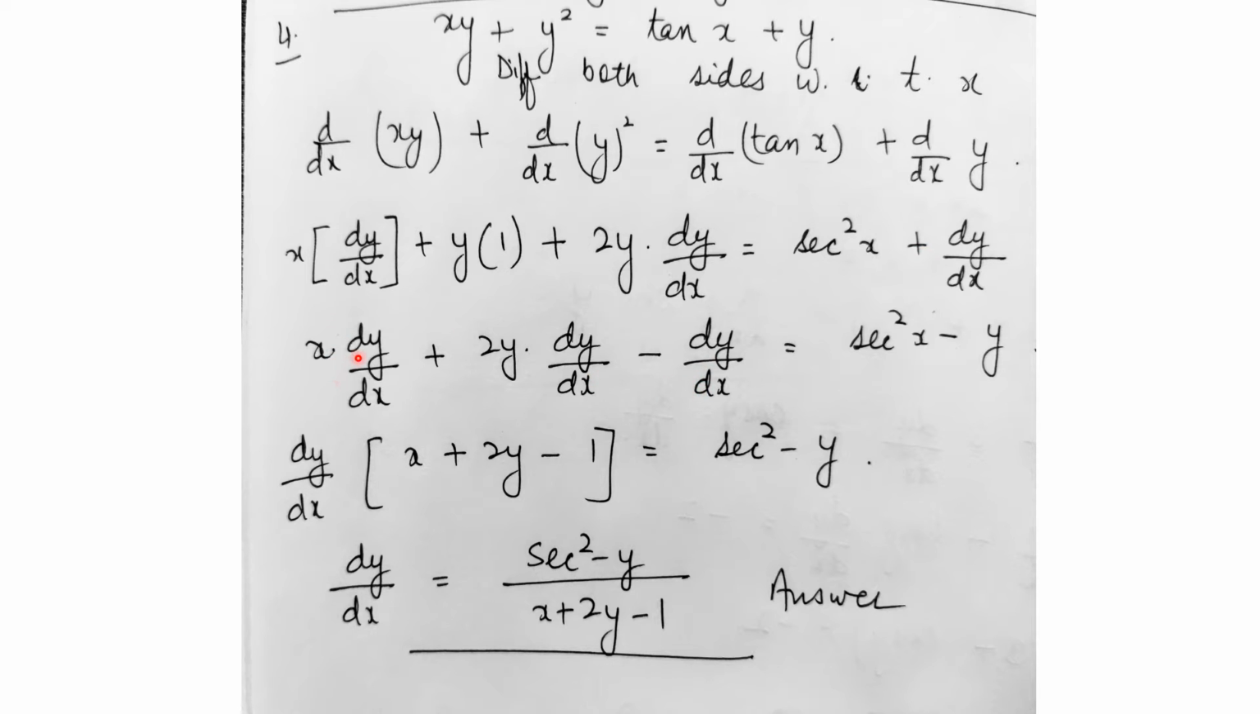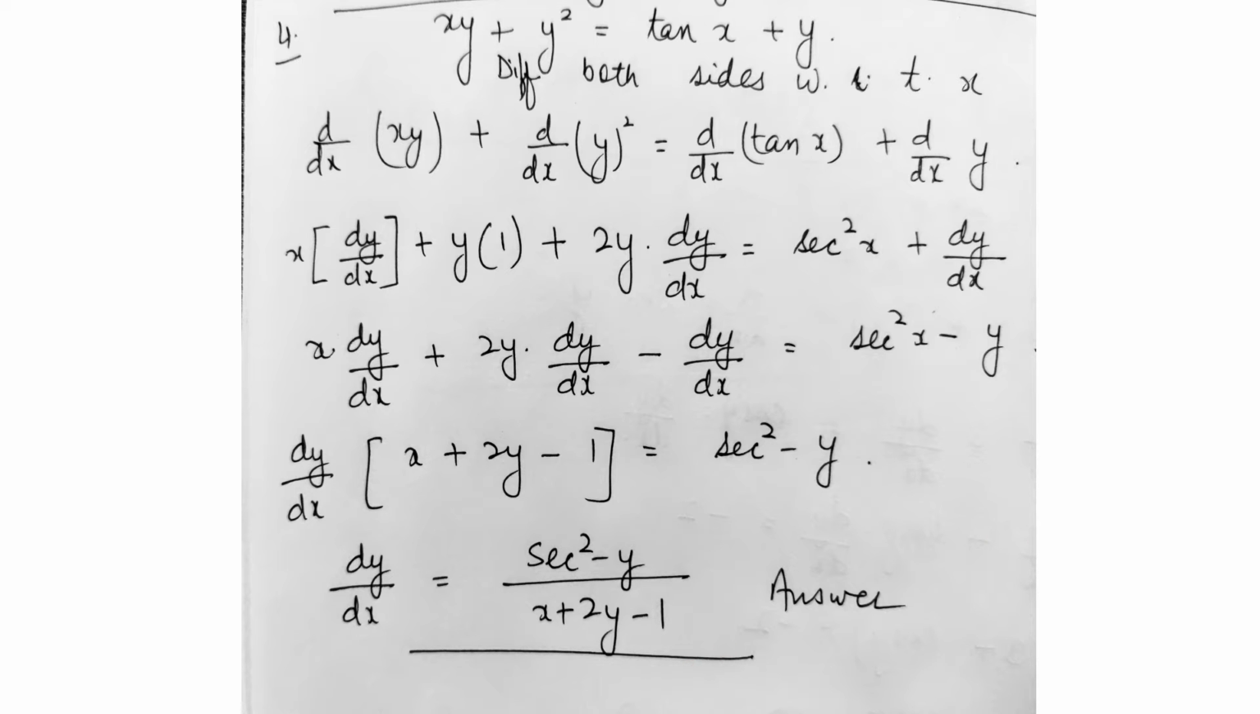So you get x into dy by dx plus 2y dy by dx minus this term dy by dx is equal to sec square x as it is, and this y will come towards the other side and it will turn negative. Now you just take dy by dx common from these three terms. You get dy by dx bracket starts x plus 2y minus 1, because here you will get 1. This is equal to sec square x minus y. Now this term you take towards the right side and put it in the denominator. You will get dy by dx is equal to sec square x minus y whole upon x plus 2y minus 1.